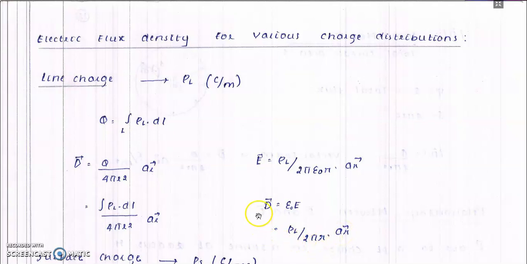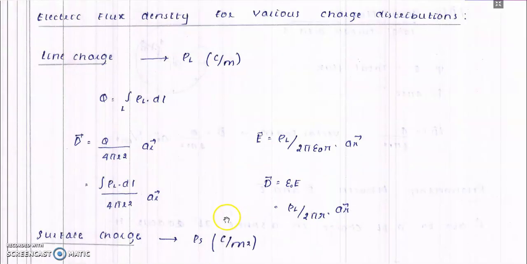Finally, this must be the final equation for the electric flux density for a line charge in two different forms. Here, rho L into dl divided by 4 pi R square into AR vector, or else, derived from the equation D is equal to epsilon naught E, D is equal to rho L divided by 2 pi R into AR vector.